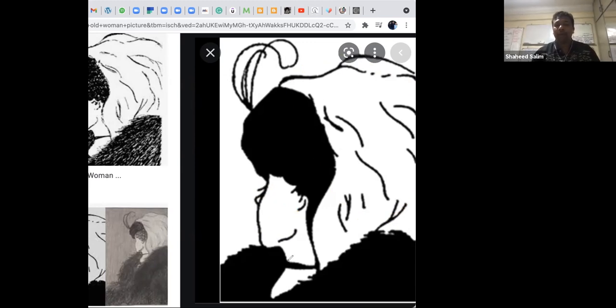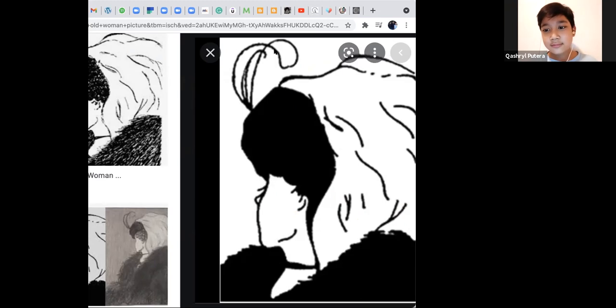This now is for the young woman. This is the neck. She's wearing something around the neck, a collar. This is her chin. This is the nose. This is the eyelashes. This is the ear. This is like her hair, a hair bun with a feather.